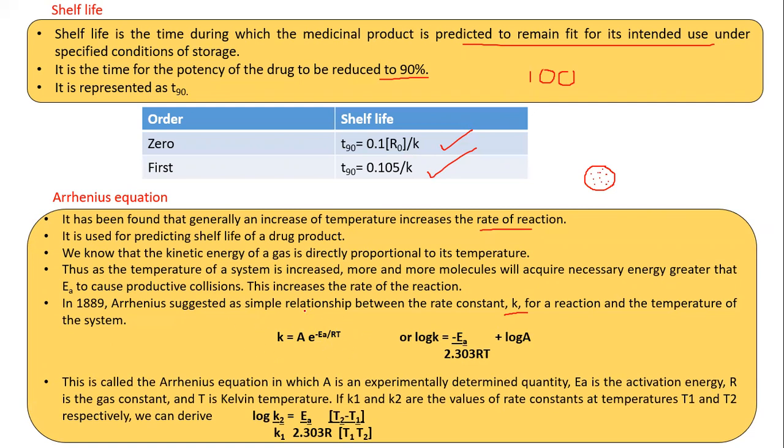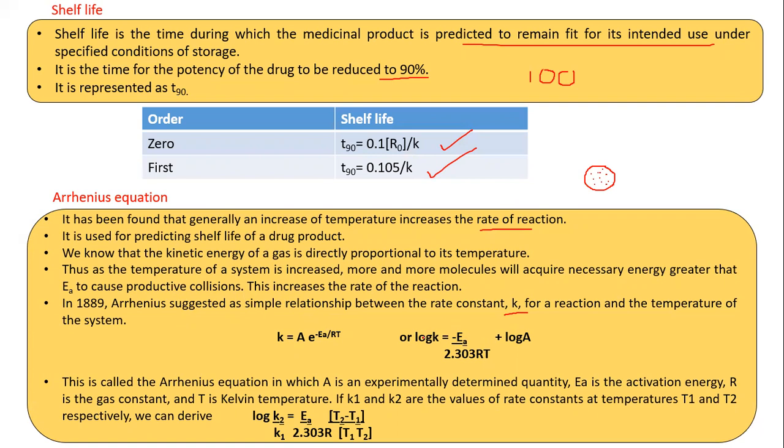This Arrhenius equation will give the relationship between how your rate constant for a reaction and its temperature are correlated, and how much of the energy is required for the molecules to produce productive collisions. So when you find out these values, you can get the rate constant, that is K, if you know A, activation energy Ea, and temperature.